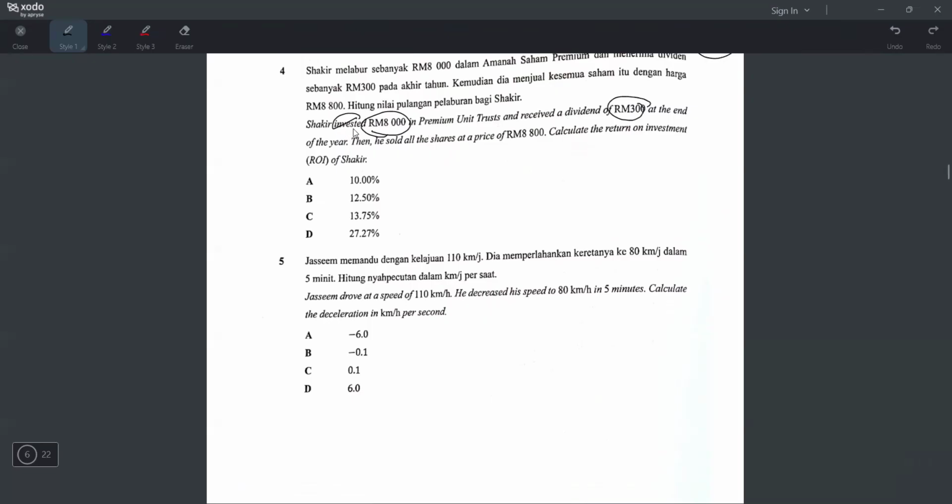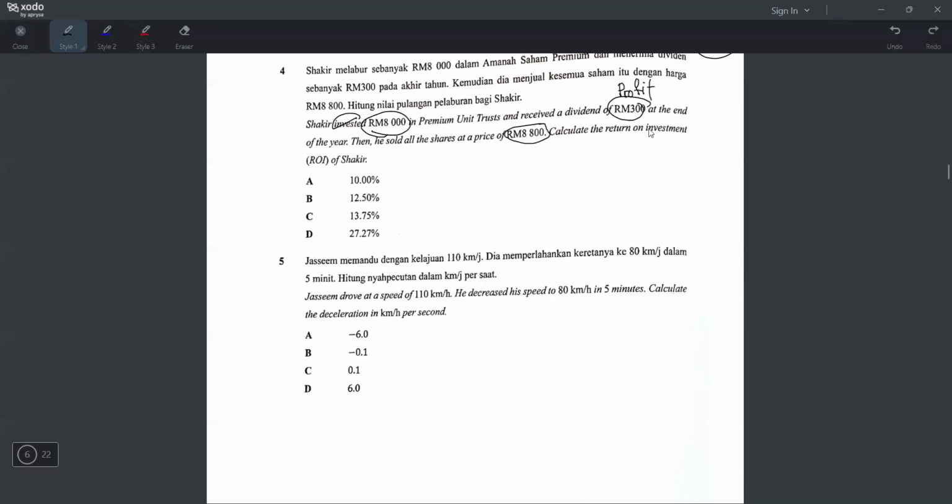8,000 he invests, right? But when you invest something, there will be a return, there will be a profit, right? So let's see what they say here. Receive a dividend of 300. So this is a type of profit, okay? Or you can say a return, and then it says at the end of the year, he sold all the shares at a price of 8,800. You can see that he invests 8,000, he spent 8,000, right? But he sold 8,800. So there's a profit there, right? Or you can say there's a return here because he sold more than he spent.